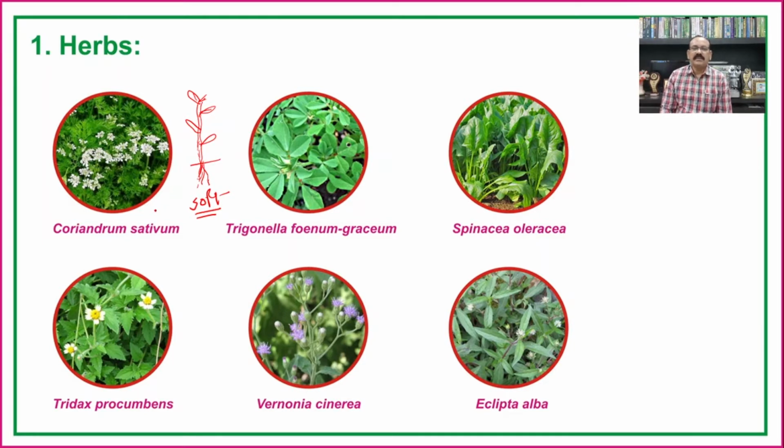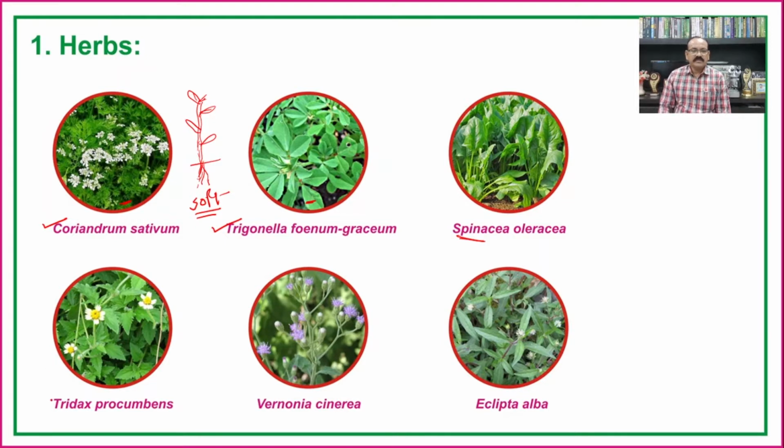The very common examples of the herbs which are known to us are Coriandrum sativum, the usual spice that we use at home, also known as dhania. Then methi, Trigonella foenum-graecum, which is commonly available as a vegetable at our home. In a similar manner, another vegetable, Spinacia oleracea, that is spinach.